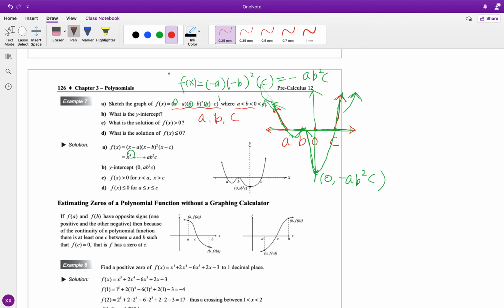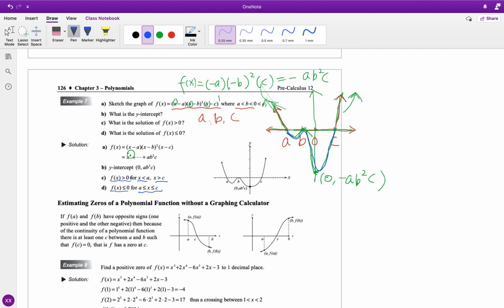Now what about smaller or equal to 0 for f(x), for the y value? Then it's down here. This is all down here. These parts, all the y values are either smaller than 0 or equal to 0. So that means in between A and C satisfy this inequality. Outside of A, outside of C, satisfy the other inequality.